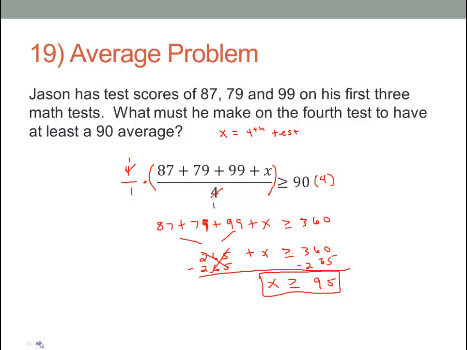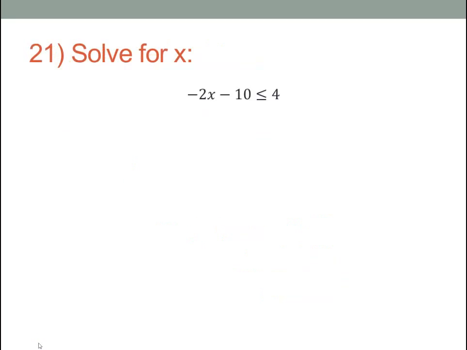All right, let's take a look at the next problem. Number 21. Solve for X. So this is a simple inequality. We have to remember one little rule here, so we'll see. Let's start off with negative 2x minus 10 is less than or equal to 4. Let's start off by adding 10 to both sides.